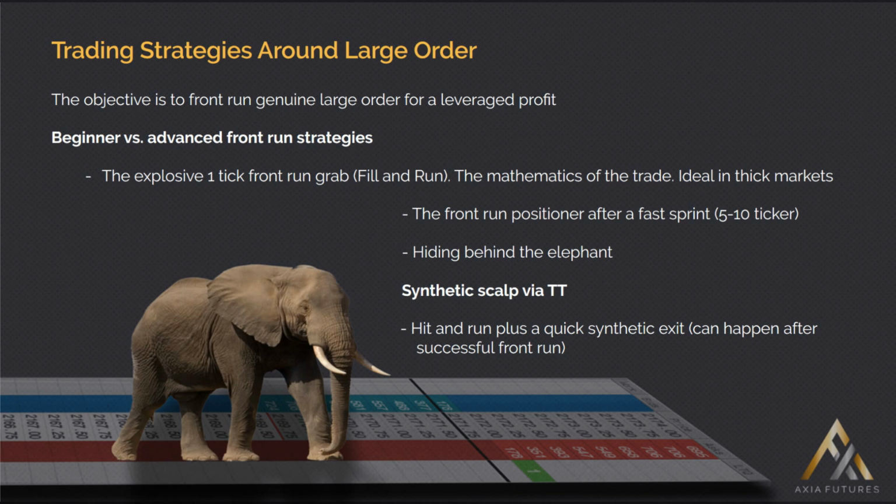And then you can get synthetic scalps via TT. You can have more automated strategies, such as the same type of hiding behind the elephant, or if you hit the large order.